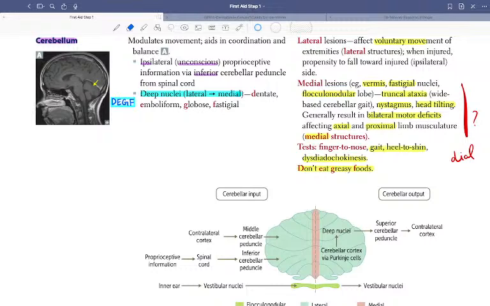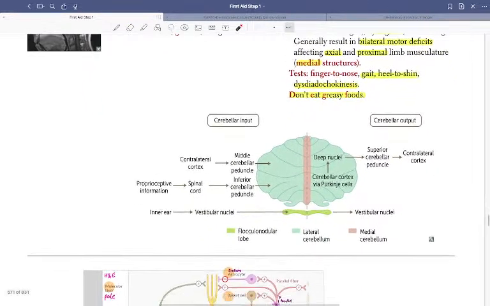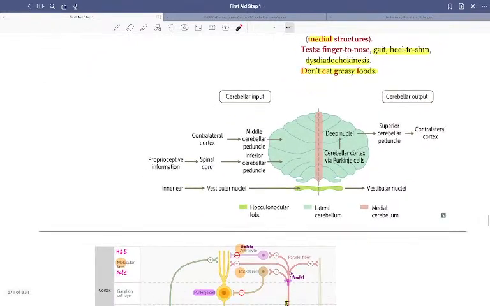Obviously finger to toe and heel to shin, and most importantly, dysdiadochokinesis. This particular term is important. Now we'll do input and output.